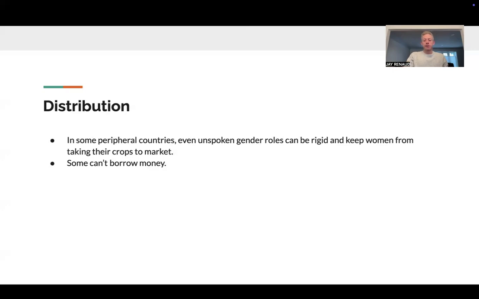In some countries, right, women can't even take their crops to market. So how can we even grow and then distribute the money? And then they can't profit from it. And if you can't profit from it, you've got no capital. You can't invest back into the farm. You can't invest back into technology, and you're just stuck in that one place forever.